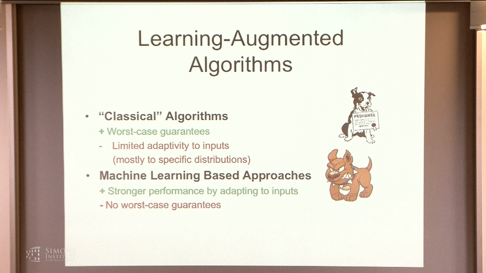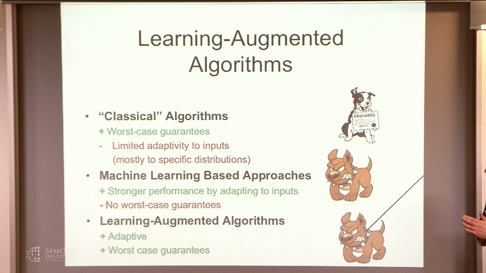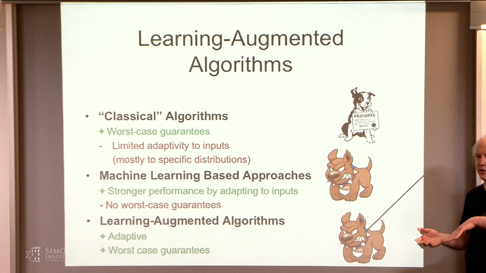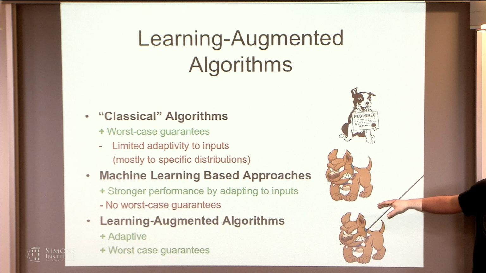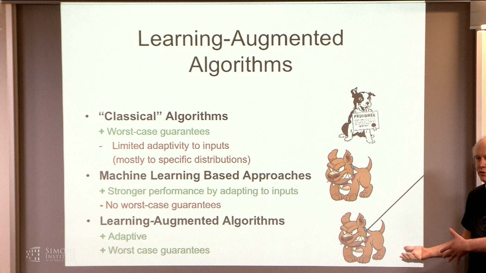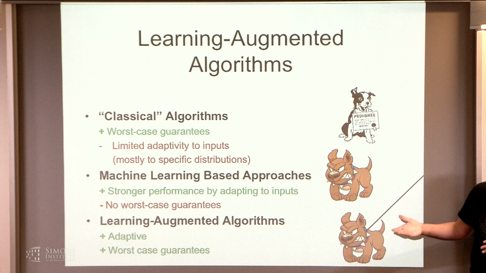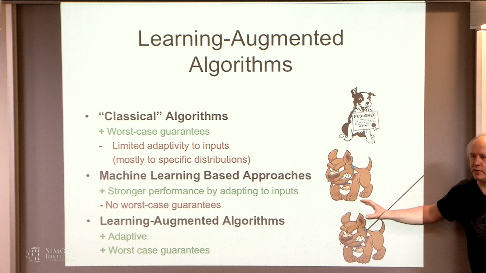So the learning augmented algorithm approach tries to get the best of both worlds, which is to retain the adaptivity of the learning algorithms, but at the same time get some control over what this thing does. So if it learns well, if it does what it's supposed to do, then it's great. You adapt to the input. But if it starts getting crazy, you have some worst-case guarantees to fall back on, okay? So this is basically what I mean by learning augmented algorithms for the perspective of this talk.